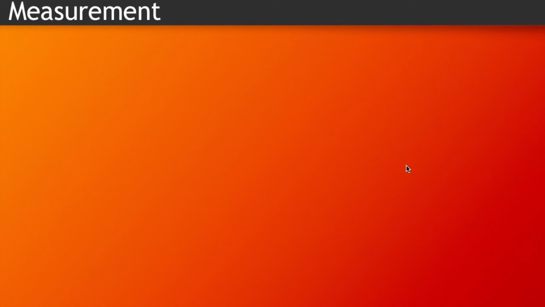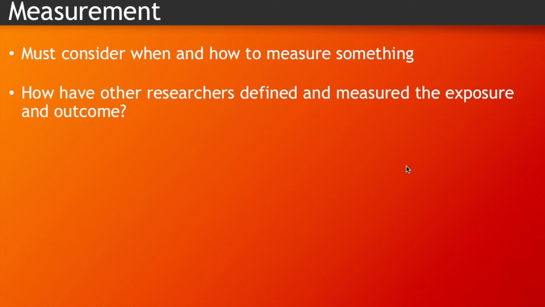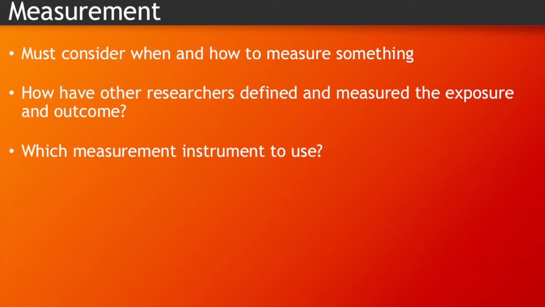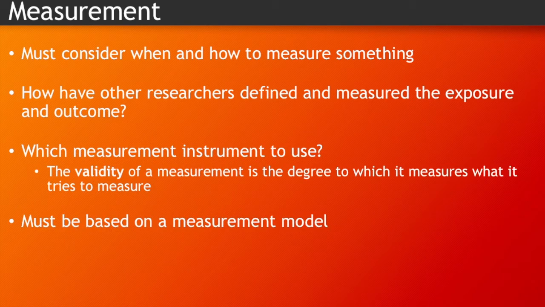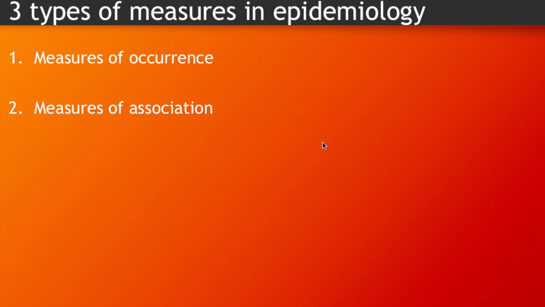Measurement. You must consider when and how to measure something. For example, how have other researchers defined and measured the exposure and outcome? Which measurement instrument will you use? What is the validity of this instrument? Your measurement must also be based on a measurement model. And there are 3 types of measures in epidemiology. There are measures of occurrence, measures of association, and measures of impact.